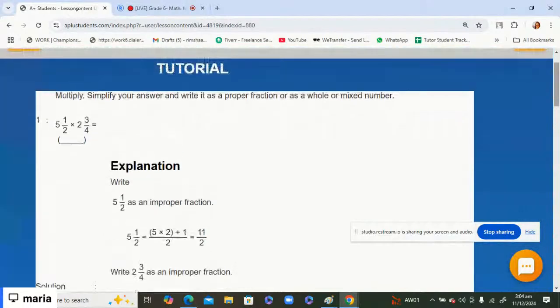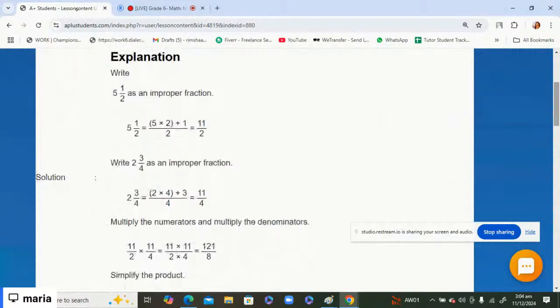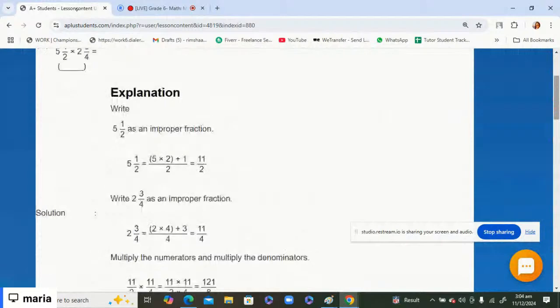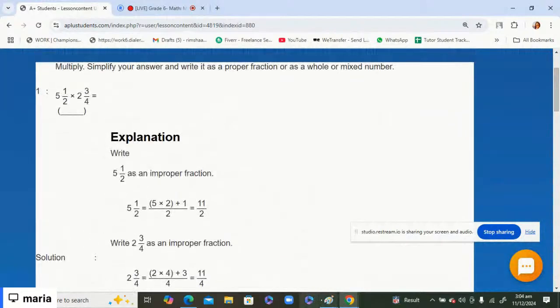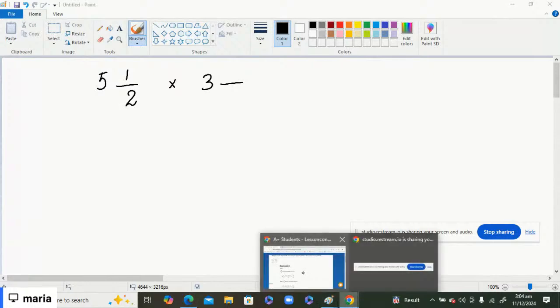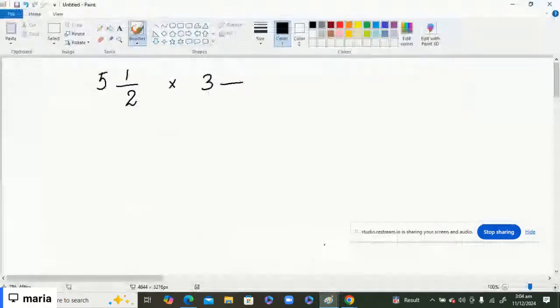So here are the two mixed numbers, that is 5 and 1 by 2, and 2 and 3 by 4. First of all, we're going to convert, and then in the end we're just going to multiply. Okay, so here I'm going to write 5 and 1 by 2 times 2 and 3 by 4.